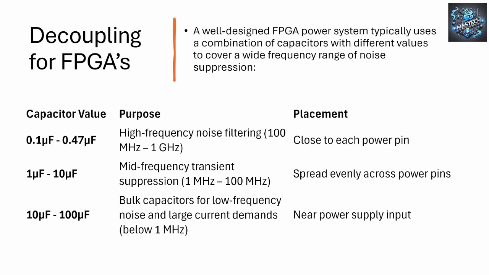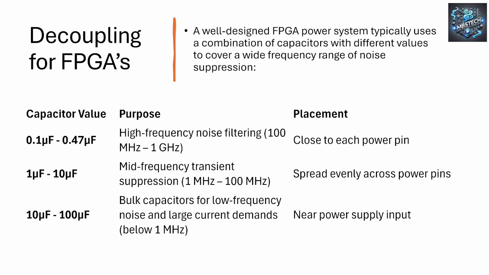FPGA designs require a combination of capacitors with different values to maintain power integrity. The core voltage, typically between 0.8 and 1.2 volts, powers the FPGA's internal logic and requires rapid transient response. The I/O voltage, which typically ranges from 1.8 to 3.3 volts, powers input-output buffers and has less stringent transient response requirements. By placing capacitors near the FPGA power pins, designers can minimize voltage fluctuations and ensure stable operation.